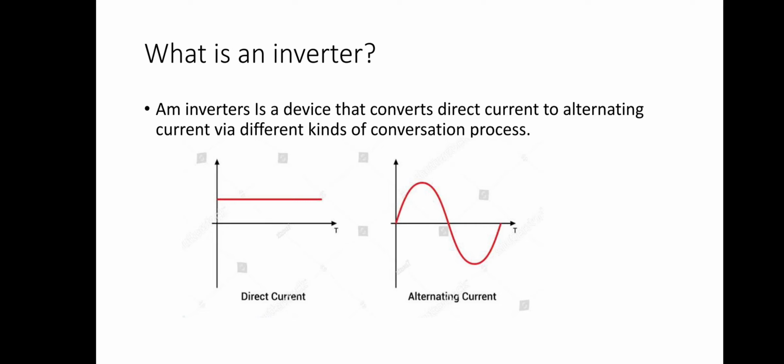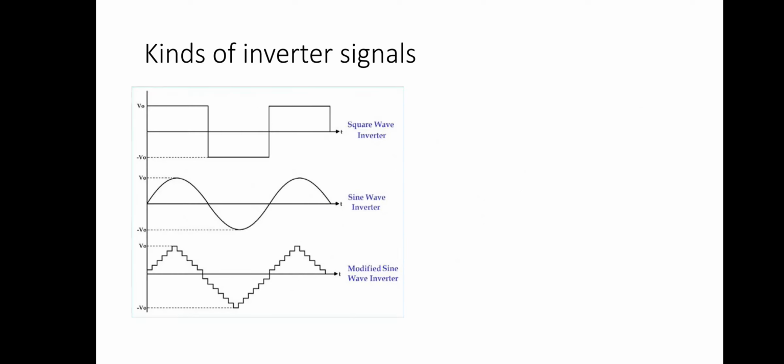Now under this alternating current, there are key things we'll be considering. Now, the number one thing is the kind of inverter signals. We have three inverter signals listed on this particular diagram you are seeing here.